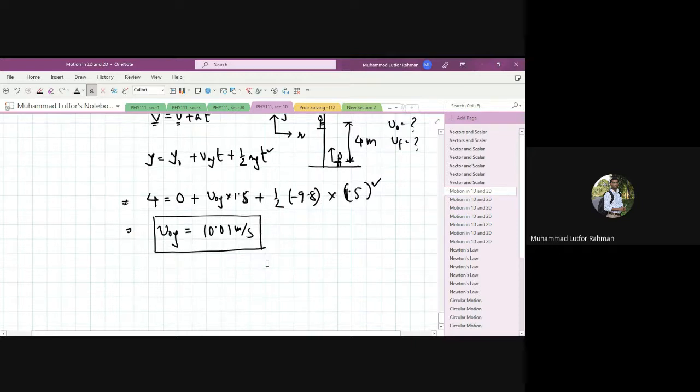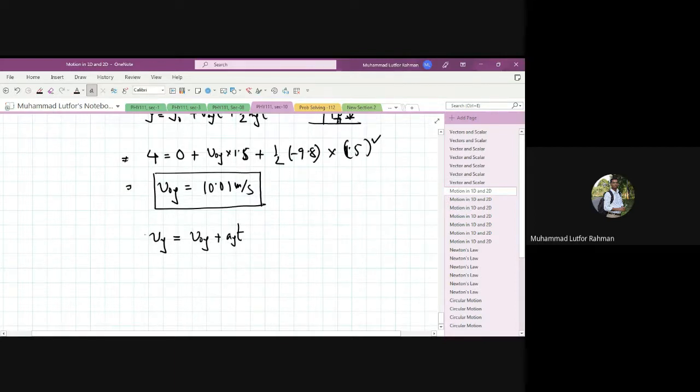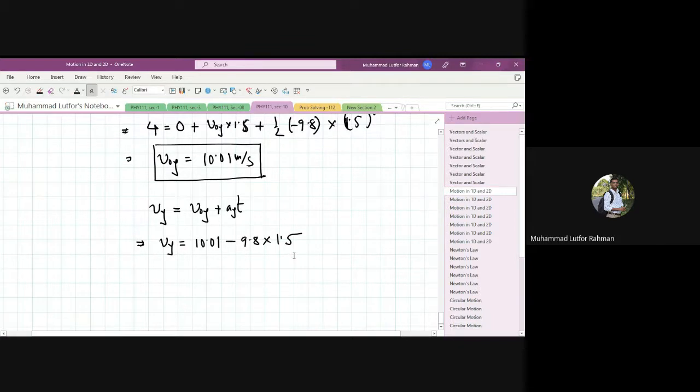So this is the velocity at which the ball was thrown. Now you can use this formula to find the final velocity: v y equal to v naught y plus a y t, which is your known formula, v equal to u plus at, but I write it that way. So v y is the final velocity I have to find. v naught y is 10.01 minus 9.8, because g is 9.8, into t, which is 1.5, right? Then we find that the final velocity v y will be minus 4.69 meter per second. It will be negative.